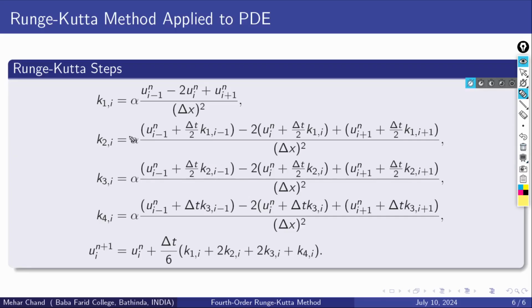Now come to this place. Similarly, as we discussed here, k1 is equal to alpha u_{i-1}^n minus 2 u_i^n plus u_{i+1}^n upon delta x square, and then the k2i we can easily find out the value, you can see alpha into u_{i-1}^n plus delta t upon 2 k1 i minus 1, then minus 2 u_i^n plus delta t upon 2 k1i, plus u_{i+1}^n plus delta t upon 2 k1 i plus 1, upon delta x square.